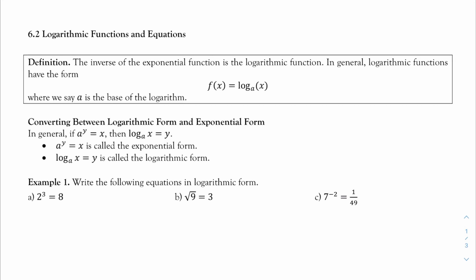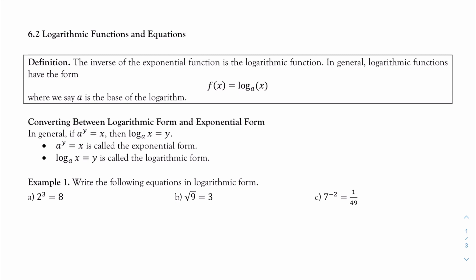6.2 Logarithmic Functions and Equations. So today we're going to be talking about something a little bit different. Last time in 6.1 we introduced exponential functions and equations, which was a lot different than what we're used to. And today we're going to introduce our log functions.